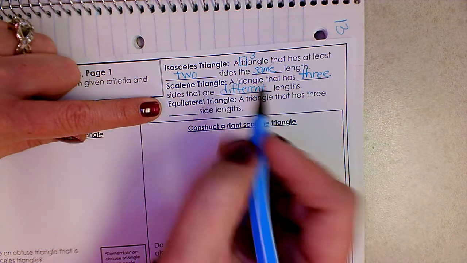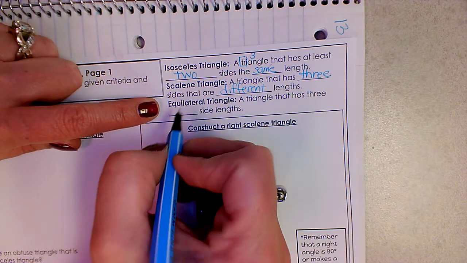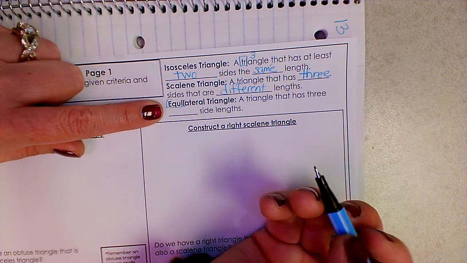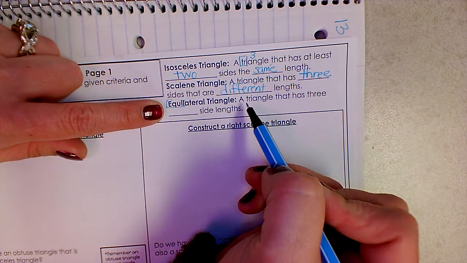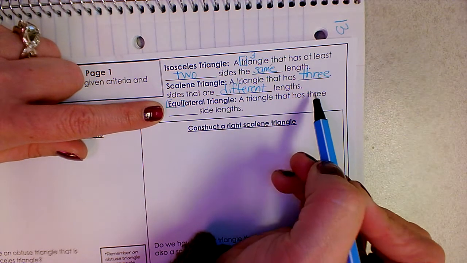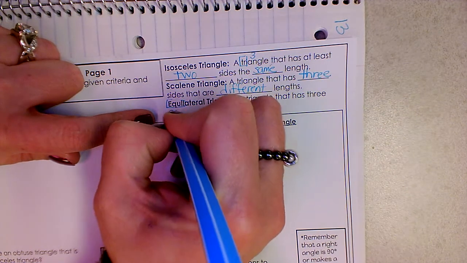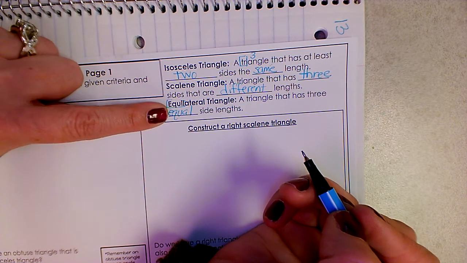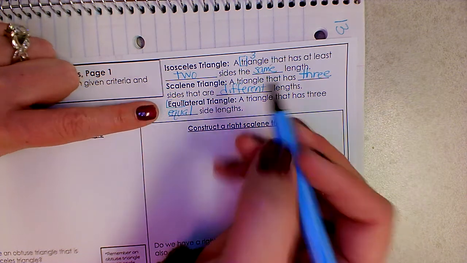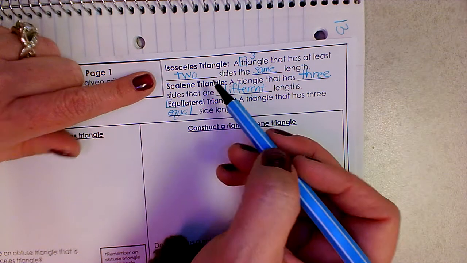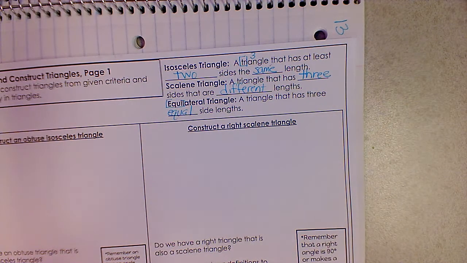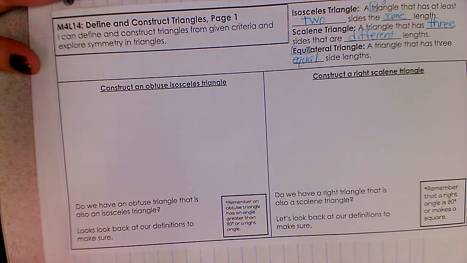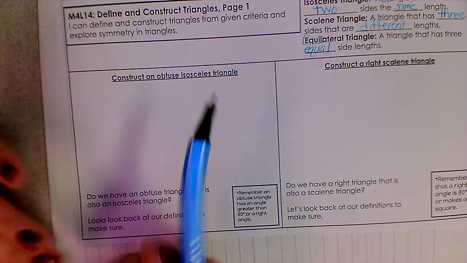And our last one is the equilateral triangle. If I look at that word equilateral, I'm going to look at this word equal at the beginning, that base word right there. So an equilateral is a triangle that has 3 equal side lengths. All the sides are the same length. So we're going to take this vocabulary along with other vocabulary we've learned so far, and we're going to construct and define.